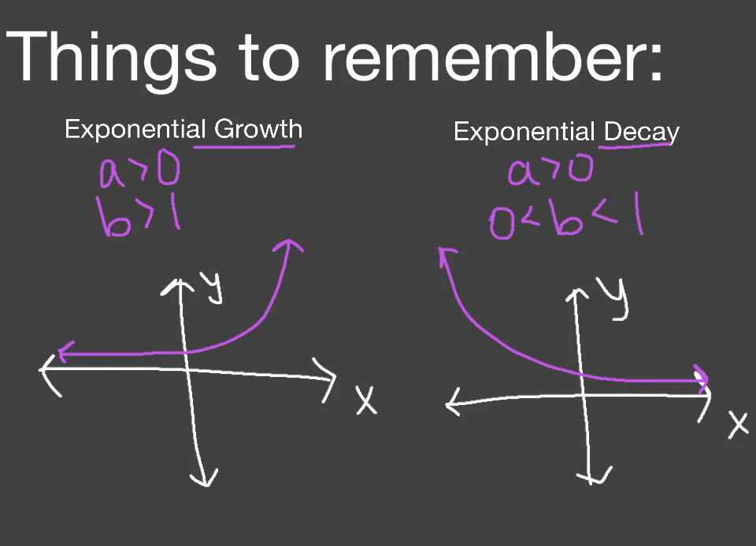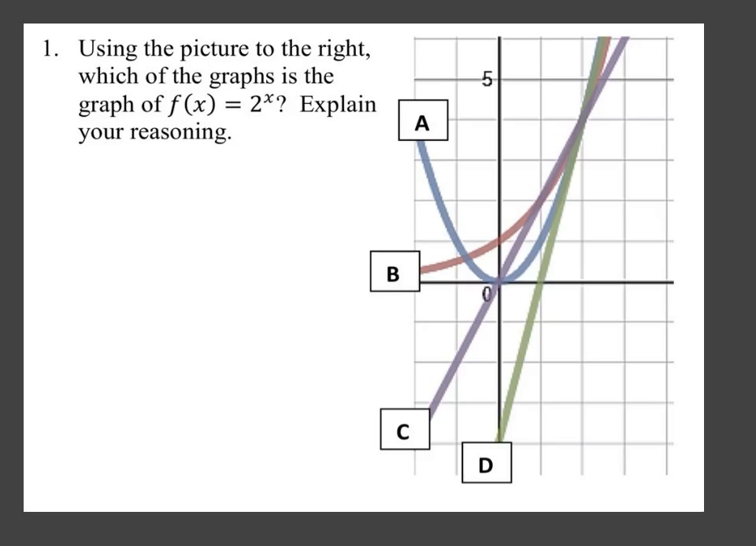So now let's apply this to a couple different types of questions. The first question: using the picture to the right, which of the graphs is the graph of f of x equals 2 to the x? Explain your reasoning. When I look at this picture, I see 4 different graphs. I have graph A, which is the blue graph, graph B, which is red, C, which is purple, and D, which is green. To figure out which goes with which, I need to look at this equation and determine what kind of graph I am looking for.